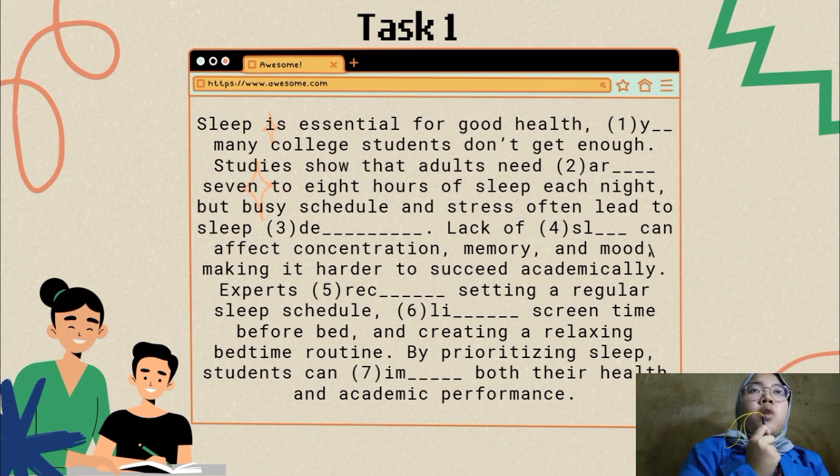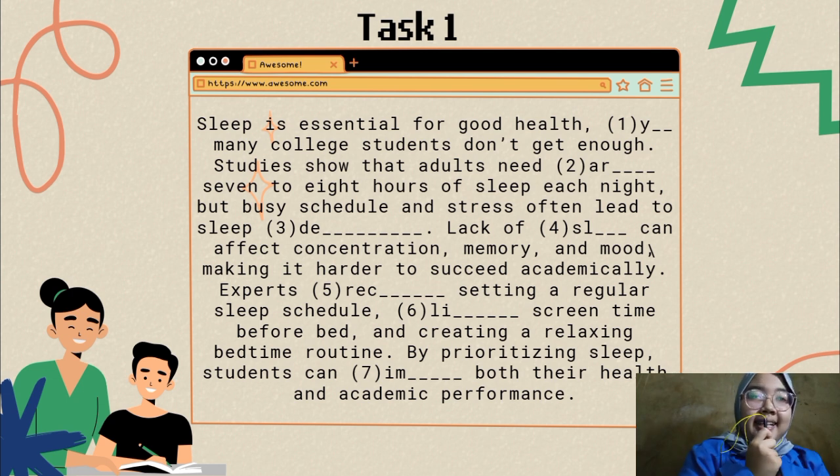So the text 1. Sleep is essential for good health. Blank. Many college students don't get enough. Studies show that adults need blank 7 to 8 hours of sleep each night, but busy schedules and stress often lead to sleep. Blank. Lack of blank can affect concentration, memory, and mood, making it harder to succeed academically.